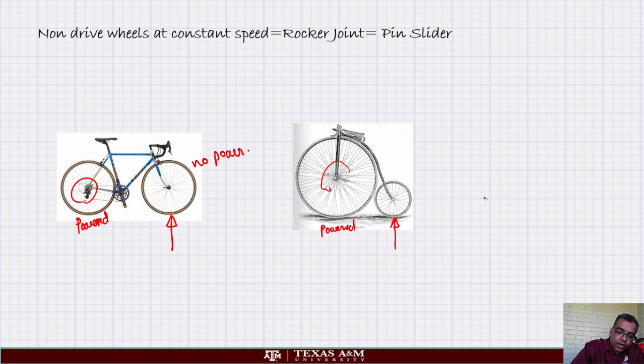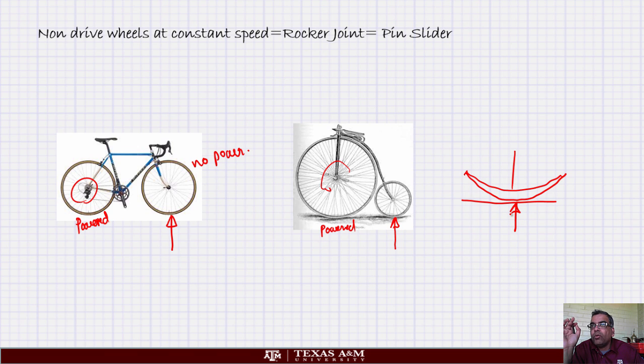It's also called a rocker joint. That is, if you have something that looks like an easy chair, like a rocking chair, you know what I mean? A rocking chair, because it's not powered, will have only one force that looks exactly like a pin slider. So remember this: non-drive, non-powered wheels are like a pin slider. These are the rules that you have to remember.